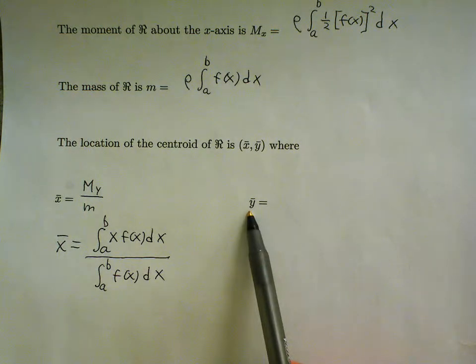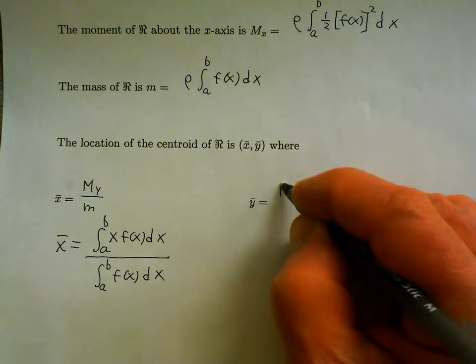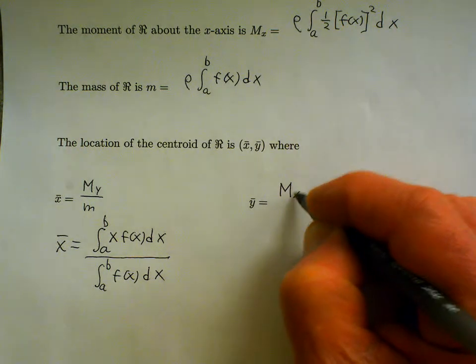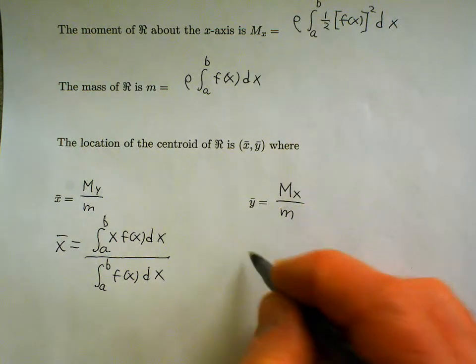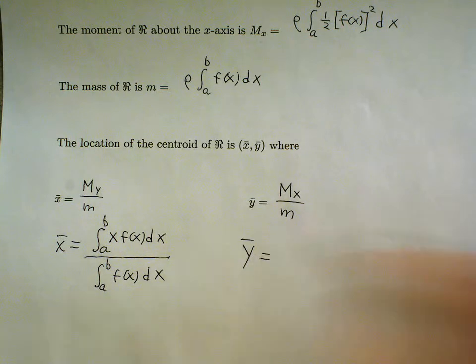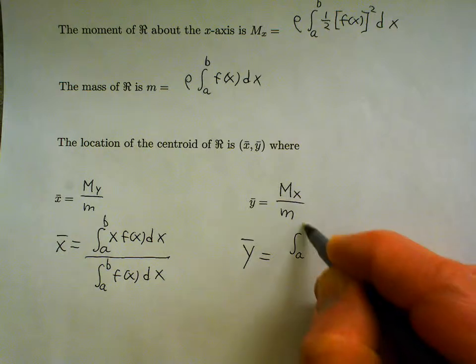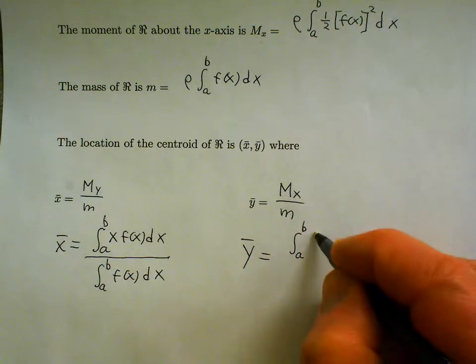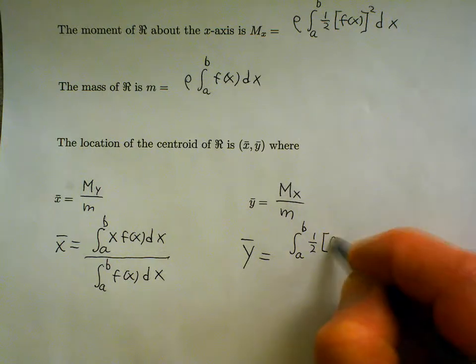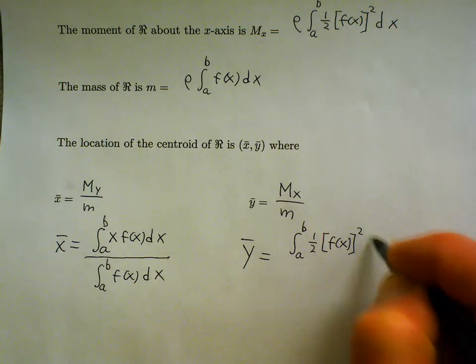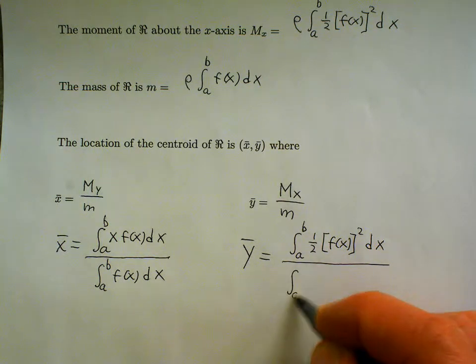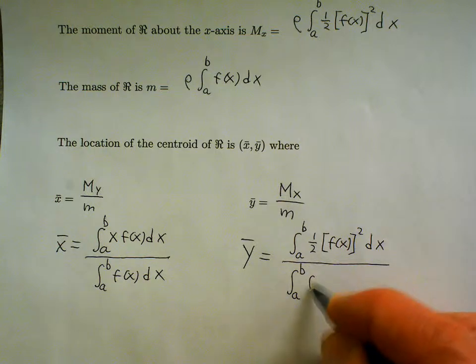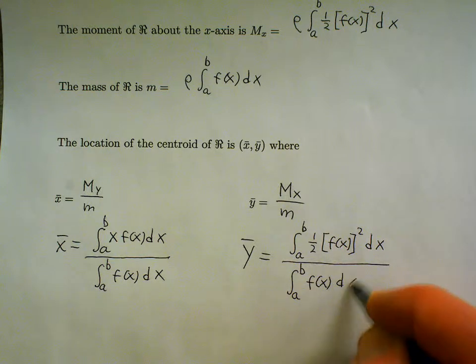Y bar, the y coordinate of the centroid, by definition, is the moment of the region about the x-axis divided by the mass. So y bar: the rho cancels, so the numerator is the definite integral from x equals a to x equals b. The integrand is 1/2 times the square of f of x dx. And divide by the area of the region, the definite integral from x equals a to x equals b. The integrand is f of x dx.